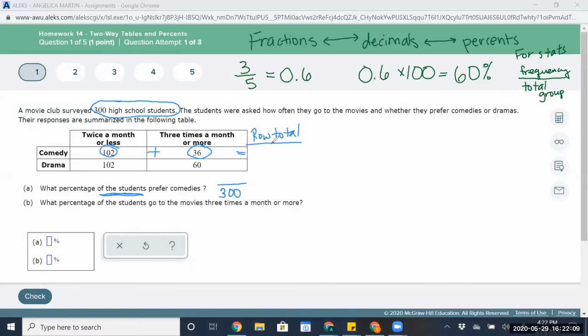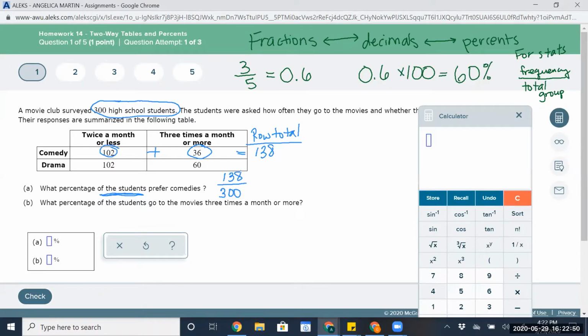And when we add them together, we get 138. Okay, so I've got 138 students in this whole movie club survey. Out of all those 300, 138 of them say they went out and they preferred comedies over dramas. Now, Alex specifically wants a percent. To find the percent, I could do long division here, but that would be a little time consuming. I'm going to go ahead and click on the Alex calculator so that Alex can do that computation for me.